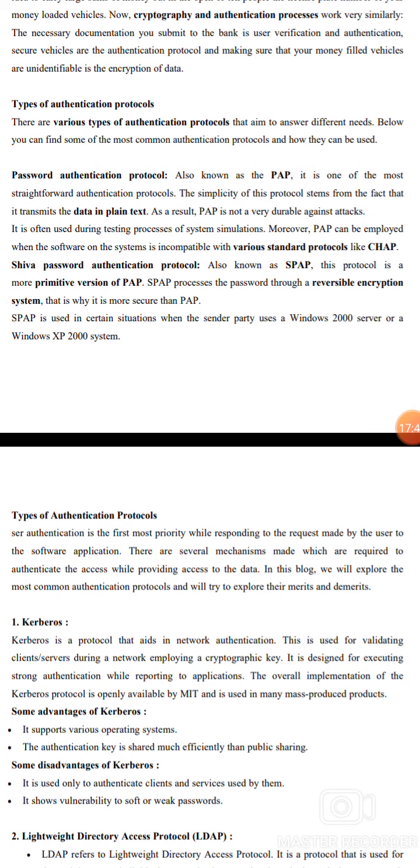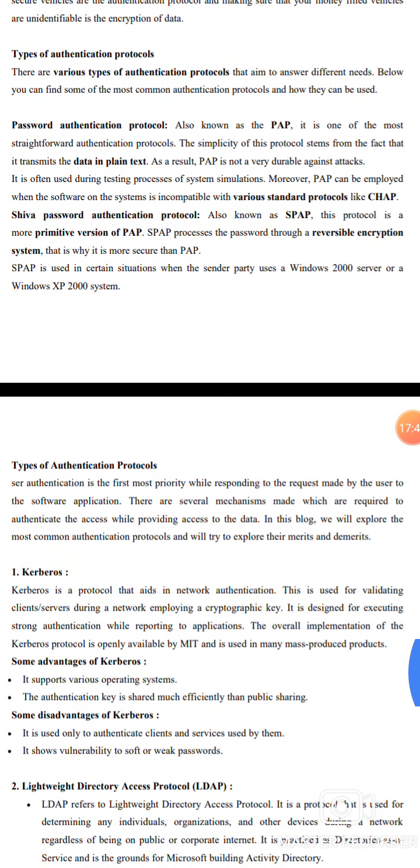The types of authentication protocol. Among the various authentication protocols is the password authentication protocol, also known as PAP, one of the most straightforward authentication protocols. The simplicity of the protocol lies in the fact that it transmits the data in plain text.